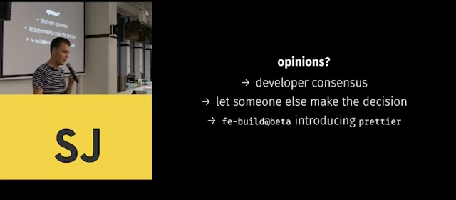The other thing that we're introducing in the next version of FE Build, which is going to be version 13, just to give you an idea of how many iterations we've been through, is Prettier. Prettier is another code formatting tool which has a lot of opinions. You can't change those opinions, and again, it's just letting the tools do the work for us while relieving us of a lot of decisions that we have to make.